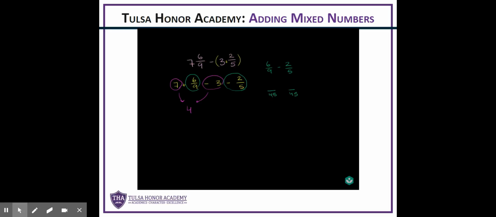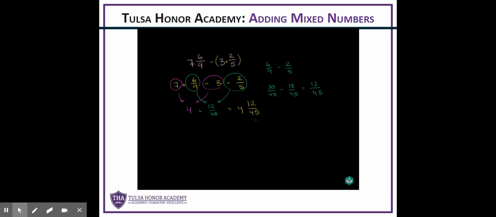To go from 9 to 45, multiply by 5. So I'm going to have to multiply the numerator by 5. So 6 times 5 is 30. And I'm going to subtract. To go from 5 to 45, I had to multiply by 9. So I have to multiply the numerator by 9 if I don't want to change the value. So 2 times 9 is 18. And 30/45 minus 18/45 is going to be something over 45. 30 minus 18 is 12. So if I subtract these two fractions, I get 12/45. So it's 4 plus 12/45. Or if we wanted to write it as a mixed number, this is equal to 4 and 12/45.